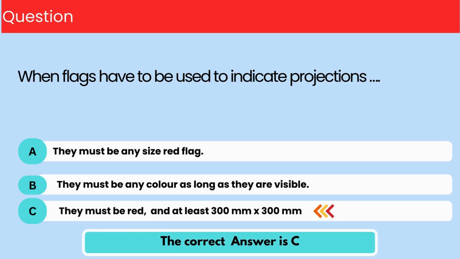When using flags to indicate projections from a vehicle or load, the flags must be red, and of a minimum size of 300 mm by 300 mm to ensure they are clearly visible to other road users. This helps prevent accidents by alerting others to potential hazards caused by protruding loads or objects.